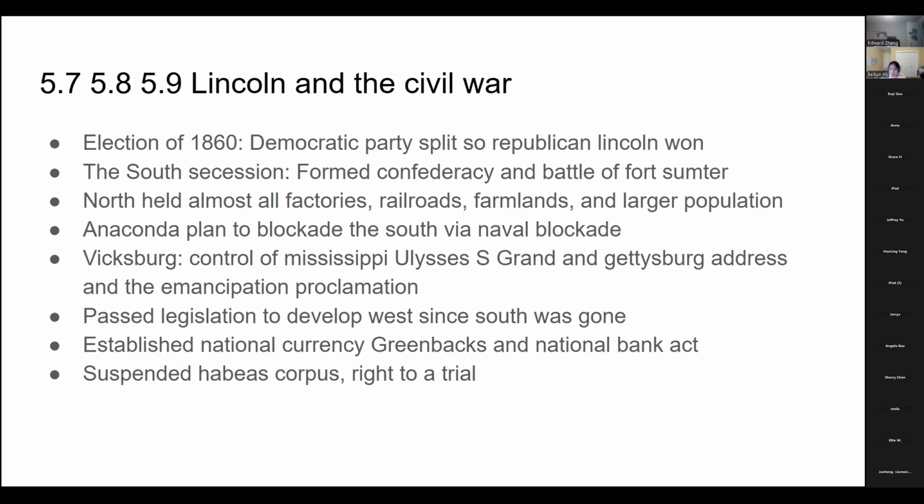And then the Battle of Gettysburg prompted Abraham Lincoln's Gettysburg Address and the Emancipation Proclamation, which would ensure that slavery would end. And then he also established a national currency, right? And green banks so they can fund the war, as well as the National Bank Act. And during this time of war, there are some very questionable processes that happened. Abraham Lincoln suspended habeas corpus, which is the right to a trial, because he deemed that in a time of war, this type of censorship was allowed.